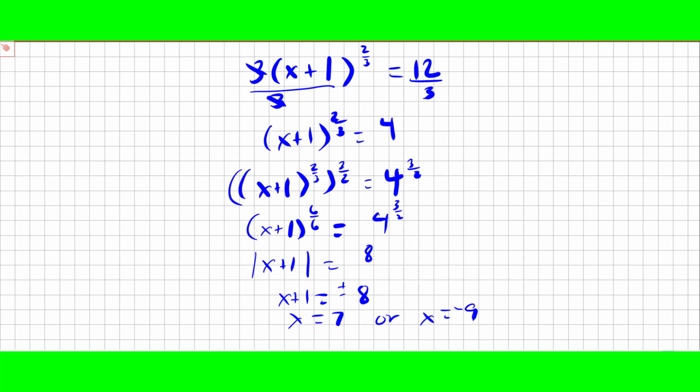Now let's take a look at another radical equation and look at a solution to it. In this case, we've got 3 times the fifth root of (x plus 1) to the third, plus 1 equals 25. Let's rewrite the radical using a rational exponent first.